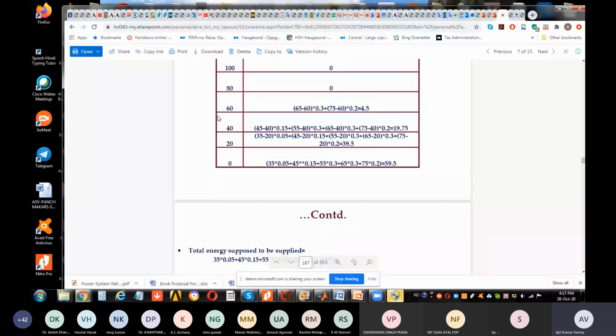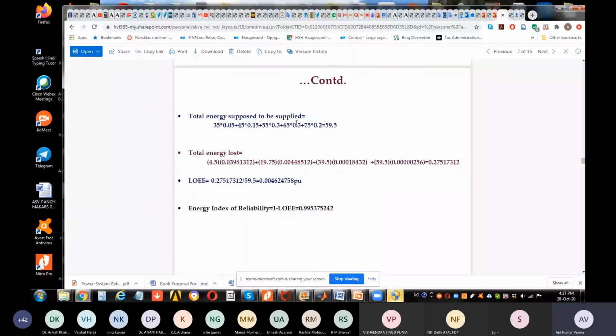So loss of energy expectation is you divide the total energy lost by the total energy requirement. So this is a fraction of the total energy which is lost. So this is what is lost. And therefore the energy index of reliability is 1 minus loss of energy expectation. So the energy index of reliability, in terms of the energy which is made available and the energy which is lost, is 0.995375242.